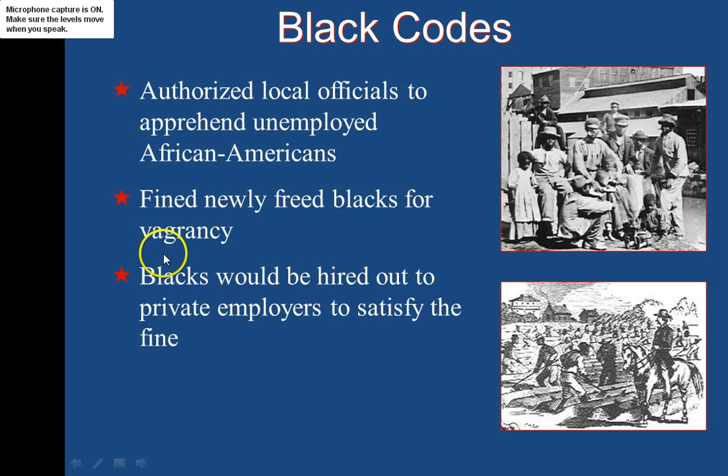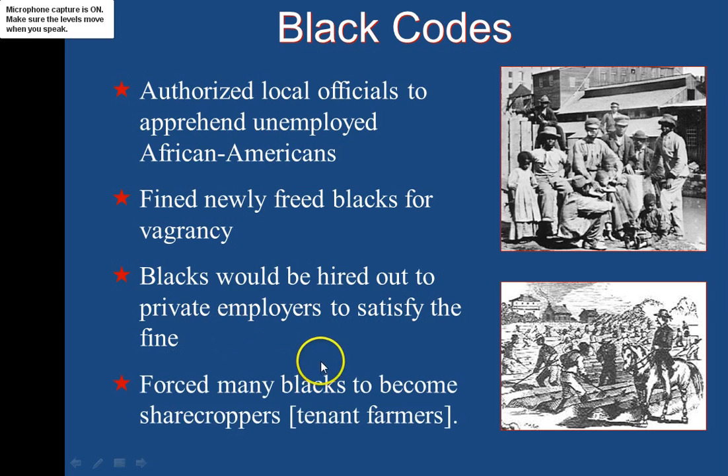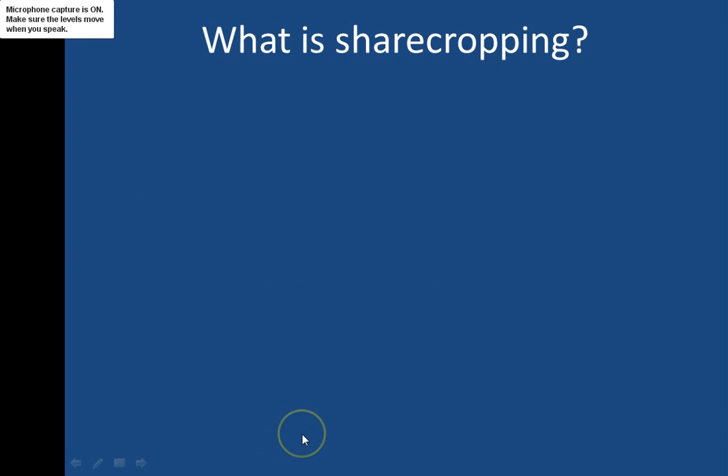And so blacks usually didn't have the money, because, well, they were slaves, so they didn't have the money to basically pay those fines. What would happen is they would be hired out to private employers to satisfy the fine. It's kind of similar to what you see with indentured servitude. What results is it forces many blacks to become what are called sharecroppers. I like to call this slavery light, and I'll tell you why in a second.